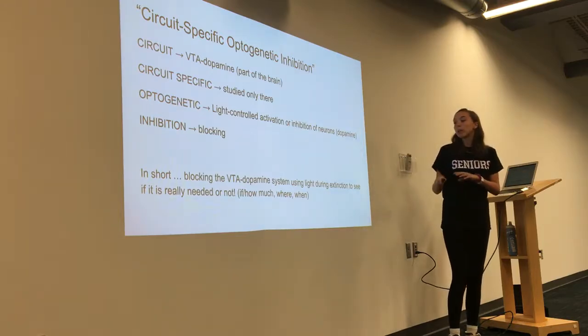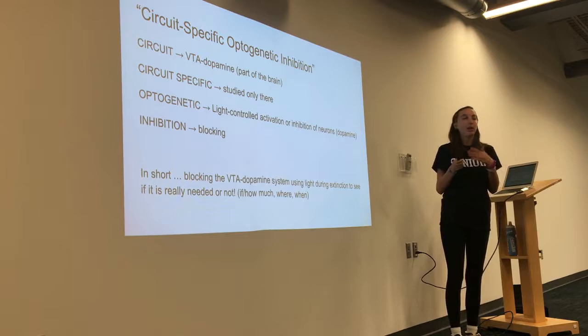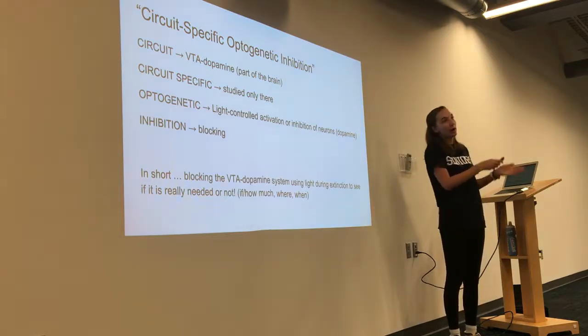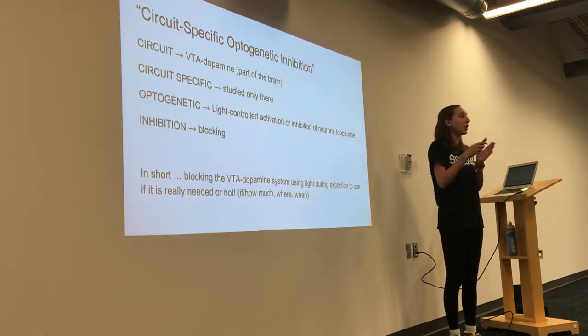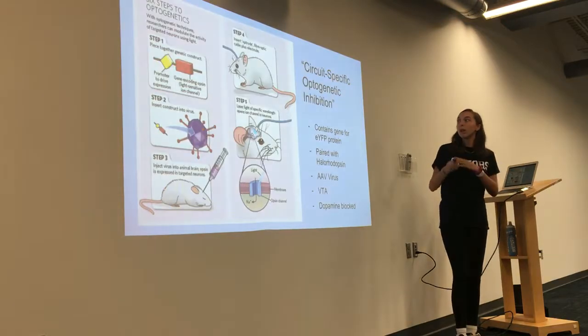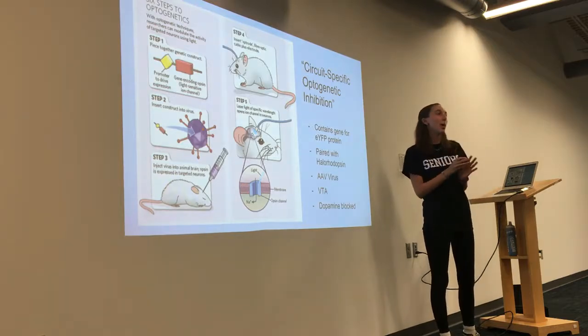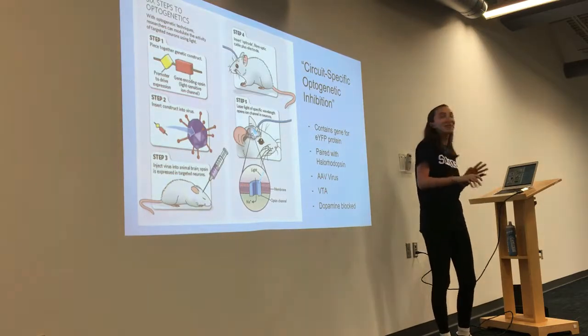So in short, they're using a light system to block the dopamine in the VTA region to see if dopamine plays a role, where it does along the fear creation and extinction process, and how much of a role it actually plays. So optogenetics. This is super cool. It's a little complicated, so stick with me.